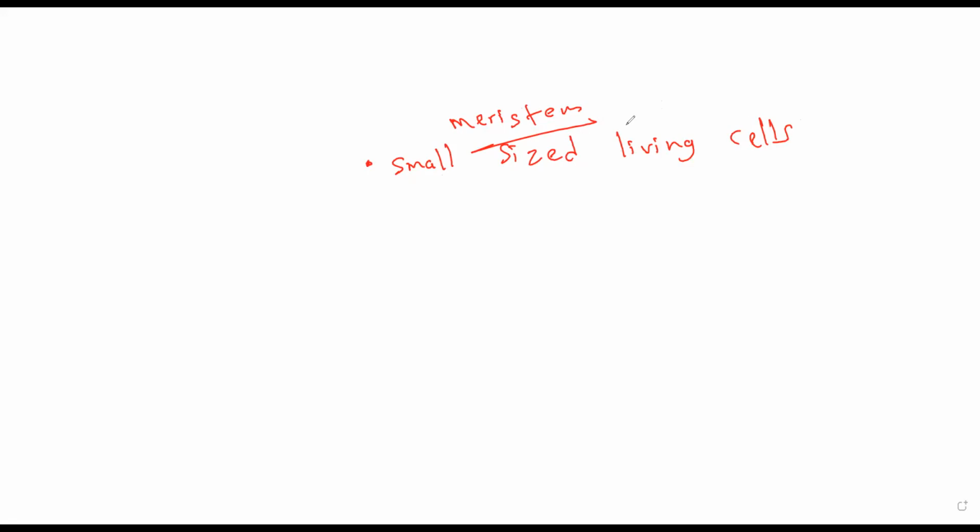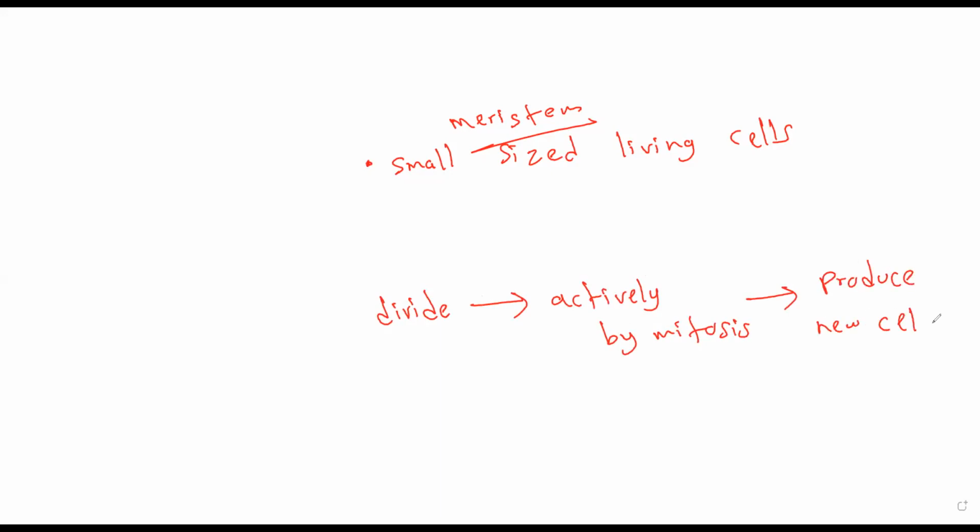Okay, someone is asking me to repeat the definition again. So this is the definition, children. Listen carefully. The tissues with cells, that means the tissue anywhere will consist of cells that divide. That is when I told you cell division, that divide actively by mitosis to produce new cells. So this is called as meristematic tissue. Okay, you have this definition in the textbook, don't worry. Okay, small size living cells.